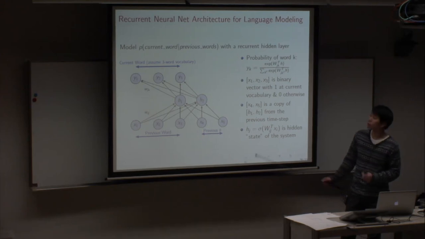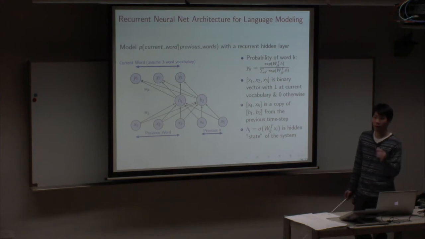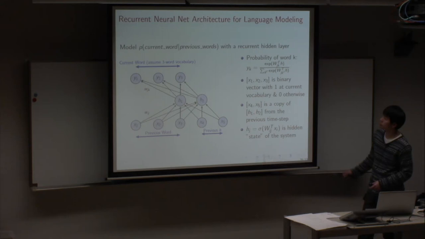Normally you want to know the probability of that word, not just what's the most likely word. So think you're doing a speech recognizer or a machine translator. You actually care about the probability value.